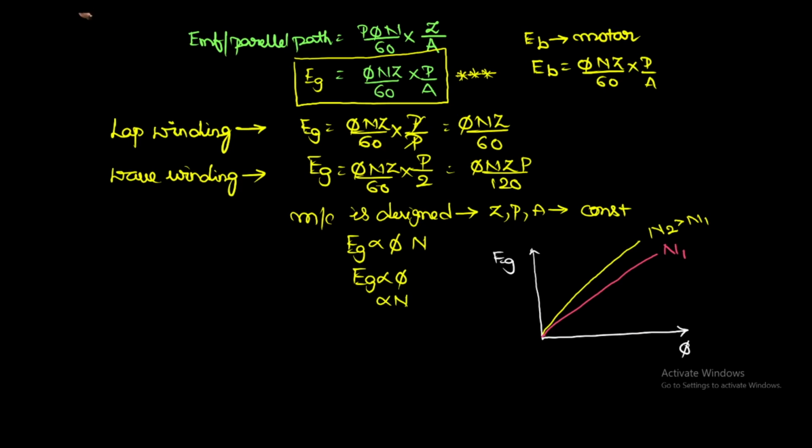If you decrease the speed, what will happen? The graph will be like this, for N3, which is less than N1. For a given flux, you can observe how the speed changes. If the flux is constant, whenever you increase the speed, the EMF also changes, which you can observe in this graph.